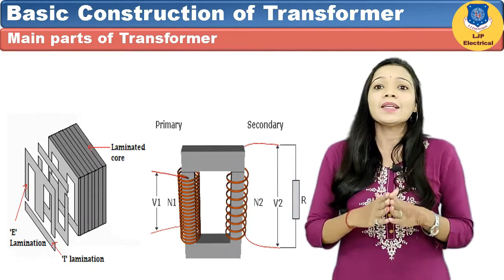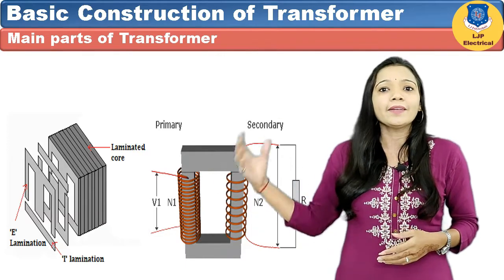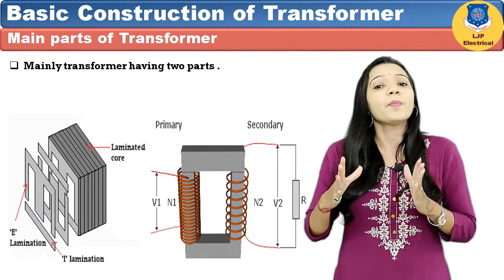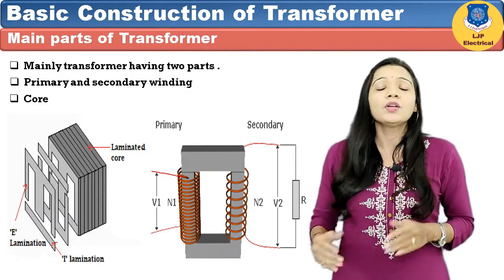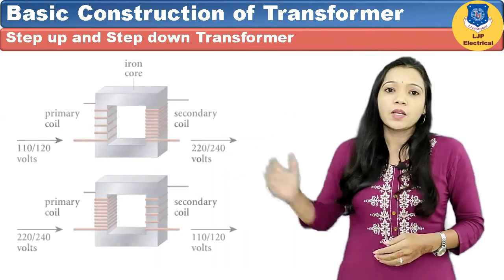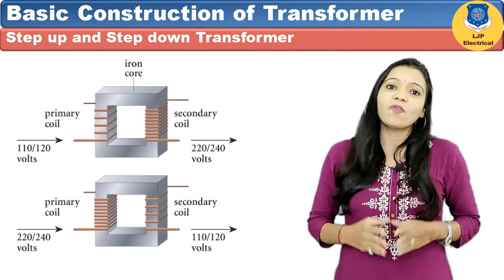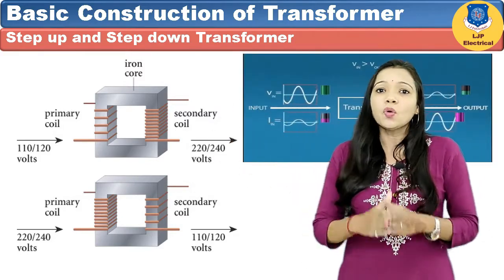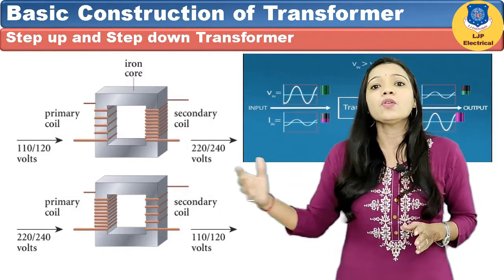Transformer mainly consists of the magnetic circuit, electrical circuit, dielectric circuit, tank and accessories. But we only discuss the main parts. The main elements of the transformer are the windings and core. If we talk about the windings, there are two types of windings in transformer: primary winding and secondary winding. The two coils are insulated from each other and from the steel core.